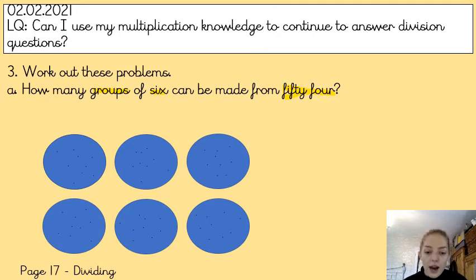And then I'm going to count my dots so I can see that I've got 1, 2, 3, 4, 5, 6, and I've got 9 dots. So 9 groups of 6 can be made from 54. So you might write 9 groups of 6 can be made from 54.